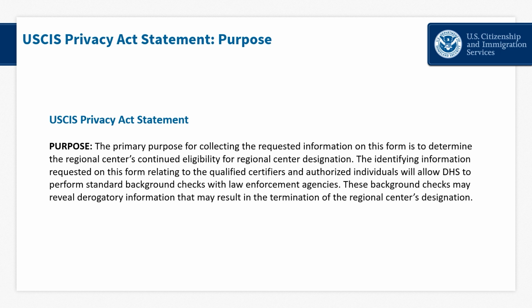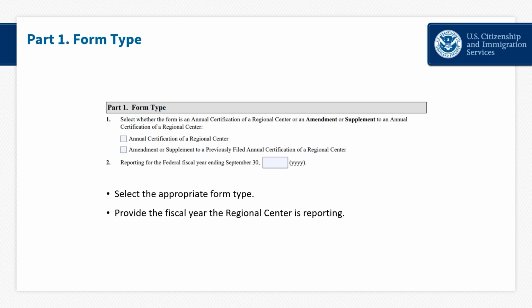The identifying information on this form relating to the qualified certifiers and authorized individuals will allow USCIS to conduct standard background checks with law enforcement, which may uncover derogatory information that may result in the termination of the regional center's designation. Now, let's discuss the different parts of the form itself.